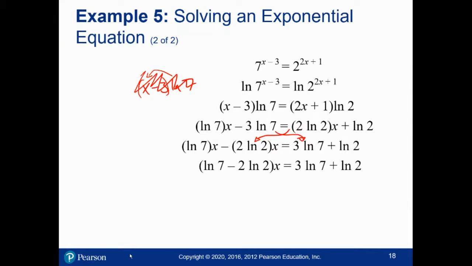So now I have an x that I can factor out, and then I can divide out that factor of log 7 minus 2 log 2. There's your answer. What's the solution x? Well, it's 3 times log 7 plus log 2 over log 7 minus 2 log 2, which a calculator will tell you is about 11.670.